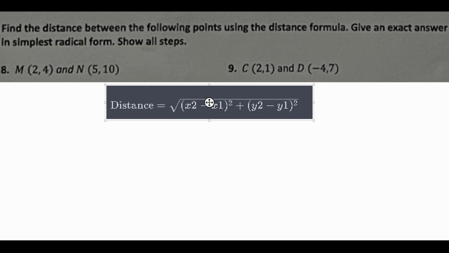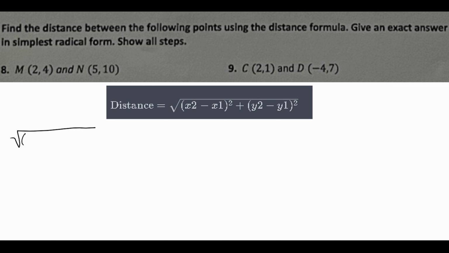We're going to find the distance between the following points using the distance formula, which I have provided right here. We're going to give an exact answer in simplest radical form, and we want to show all of our steps. So let's start plugging in some values. For 8 is where we're going to start.